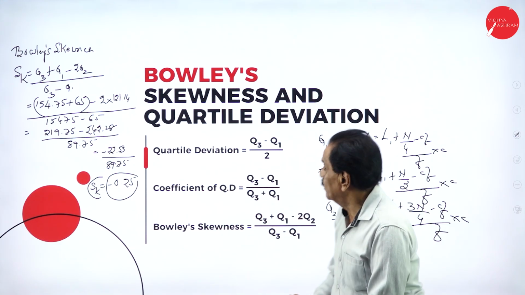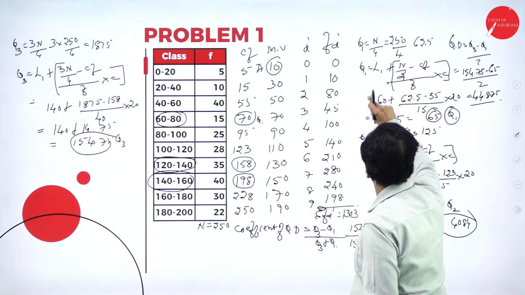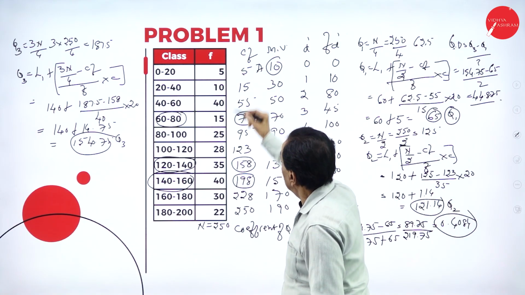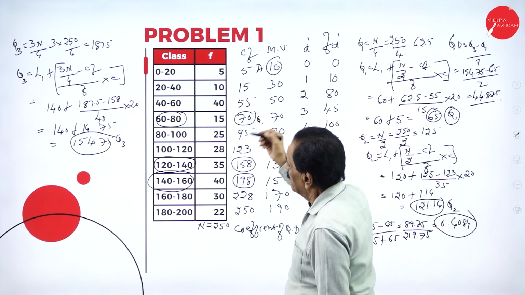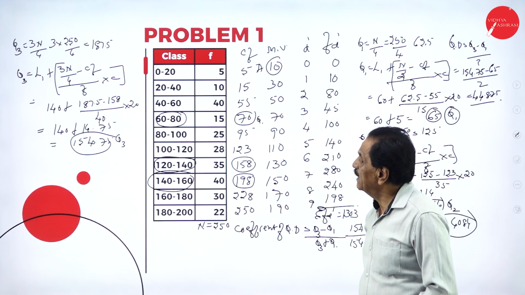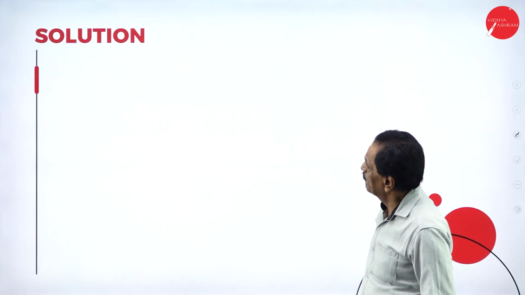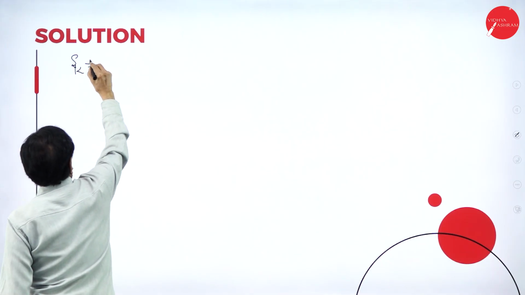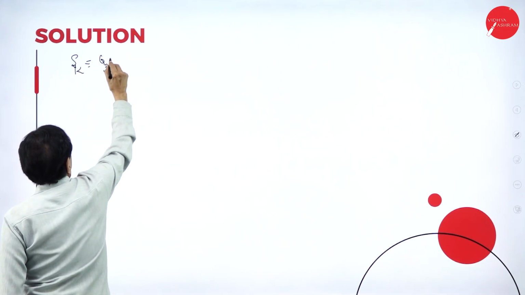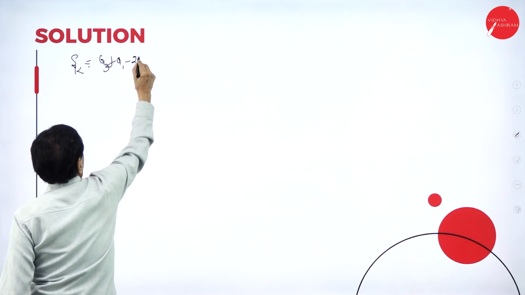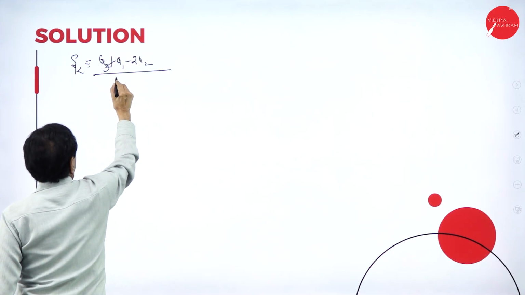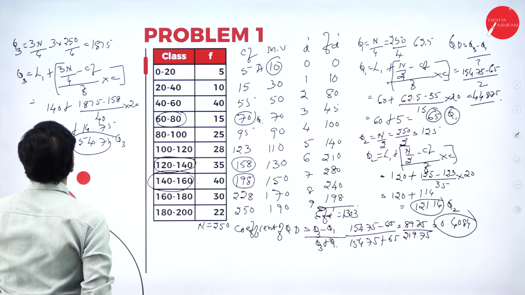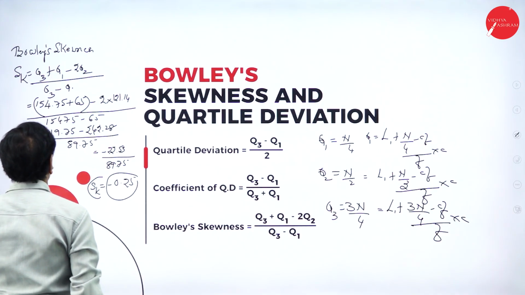So we found the quartile deviation, the skewness, Q1, Q2, Q3. What's the first step to do? Convert frequency into CF. Hope you understand this. We'll move on to the next problem. If you want, skewness Sk is equal to Q3 plus Q1 minus 2Q2 divided by Q3 minus Q1. You can apply it. What is Q3? 154.75.